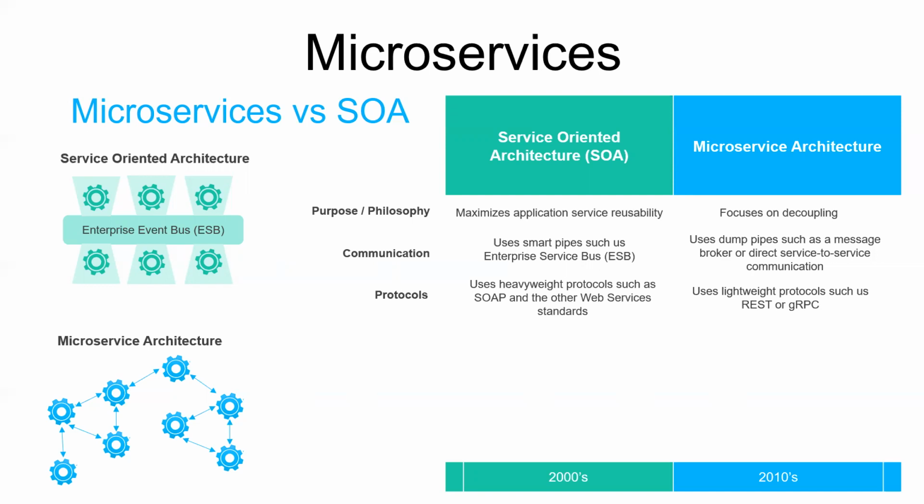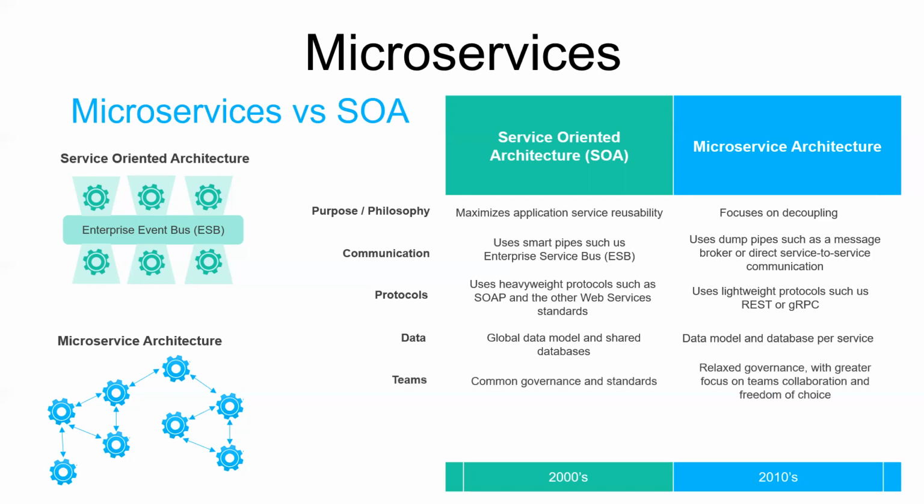Applications built using the microservice architecture tend to use lightweight and open source technologies. The services communicate via dumb pipes such as message brokers or lightweight protocols like REST or gRPC. The next point is that SOA applications typically have a global data model and shared databases. In contrast, in the microservice architecture, each service has its own database.